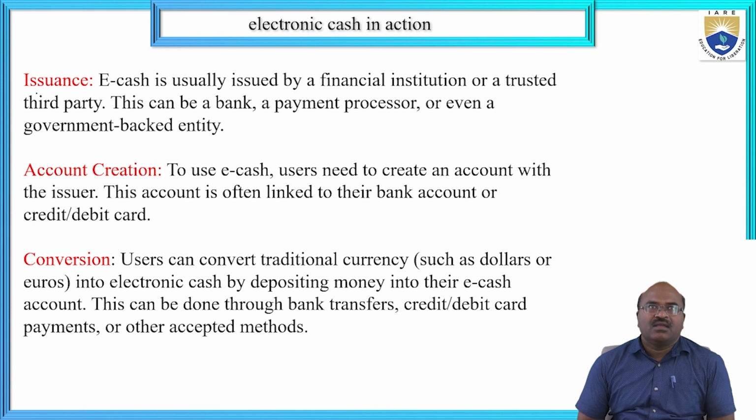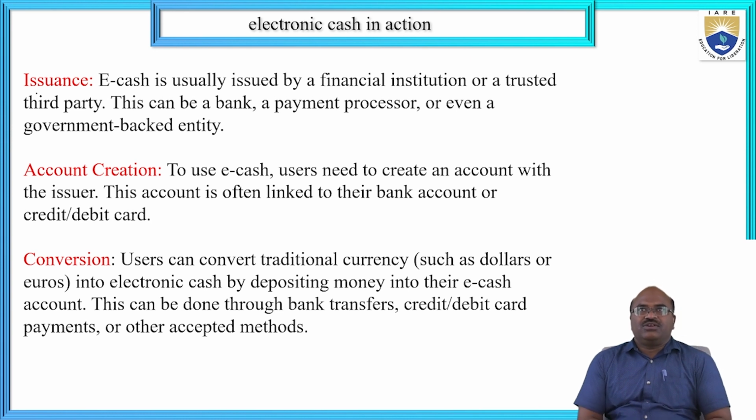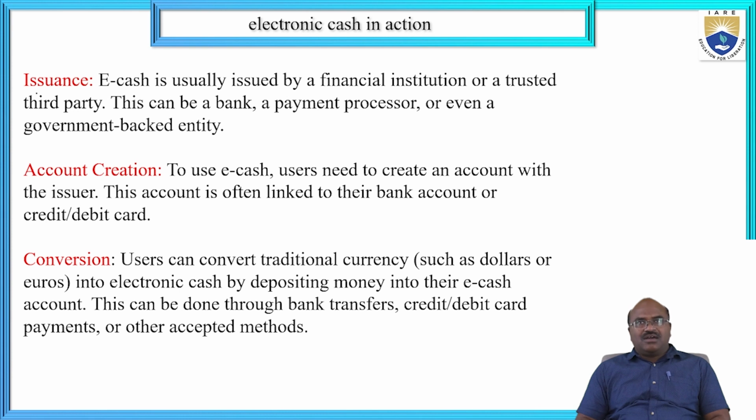Here, one is issuance. The e-cash is usually issued by a financial institution or a trusted third party. Issuance is also one of the important kinds of electronic cash in action. This can be a bank, a payment processor, or even a government-backed entity. So the digital cash, whether wallet or data or an amount, is issued by some trusted party, either a financial institution or a trusted third party.